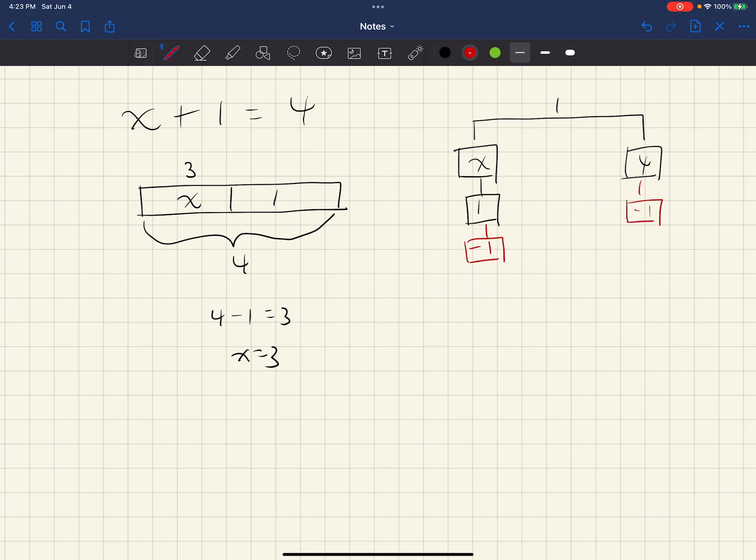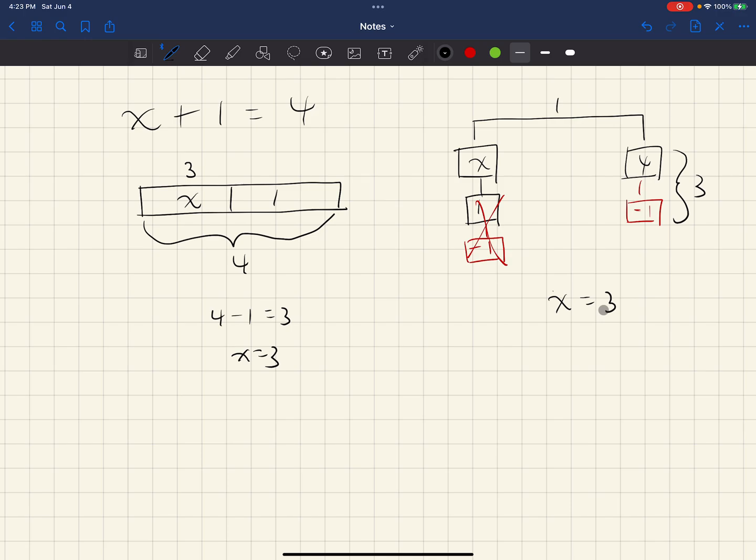If I add a -1 block, 1 plus -1 equals 0. So what's remaining on the left side? X is remaining on the left side. 4 plus -1, well, that's going to equal 3. Therefore, I have x is equal to 3. And that's exactly what we had here. X is equal to 3, x is equal to 3.